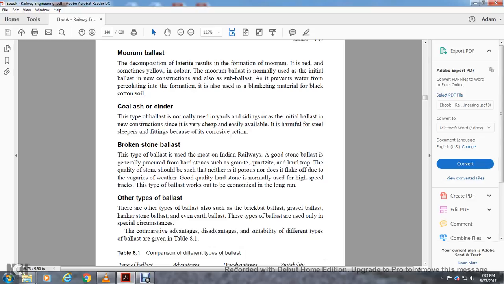Other types of ballast. There are other types of ballast, such as brick ballast, gravel ballast, cinder or ash ballast, selected earth ballast, and even earth ballast. These types of ballast are used only in special circumstances. The comparative advantages, disadvantages, and suitability of the different types of ballast are given in Table 8.1.